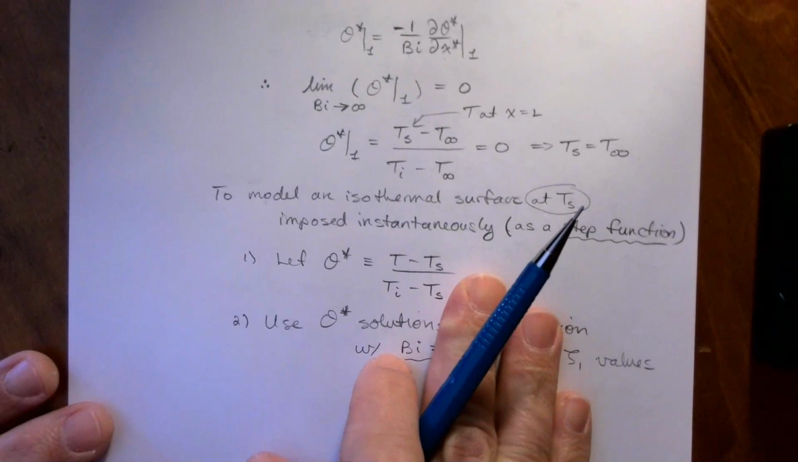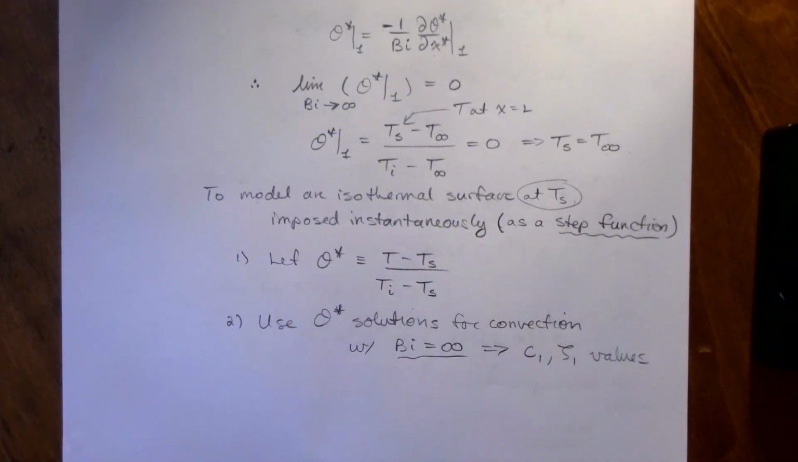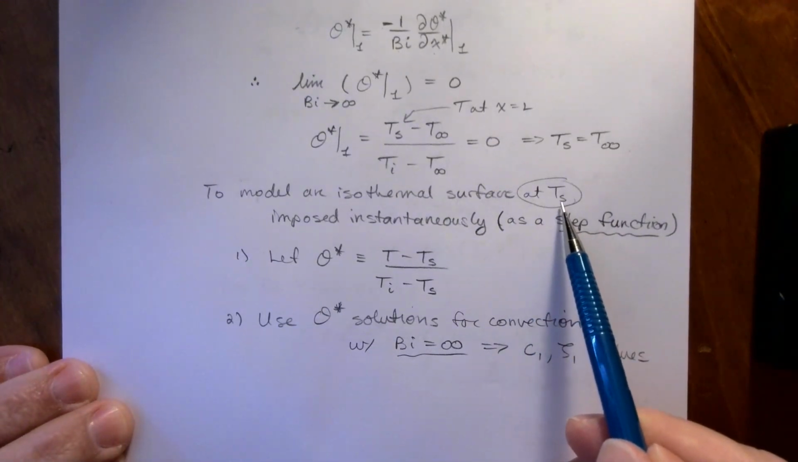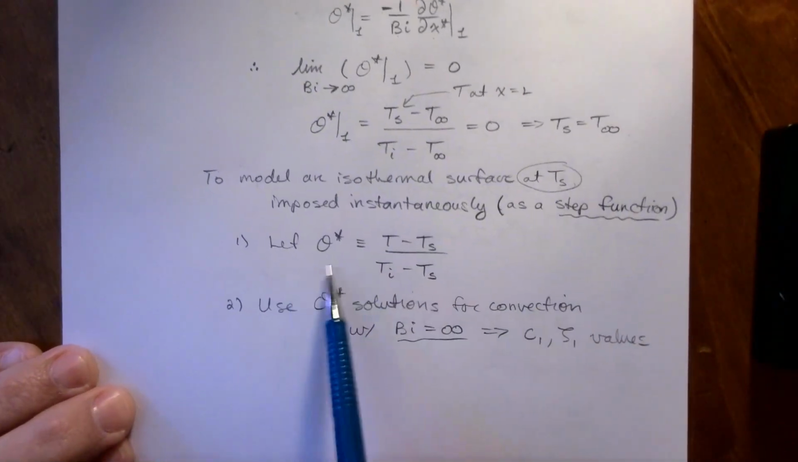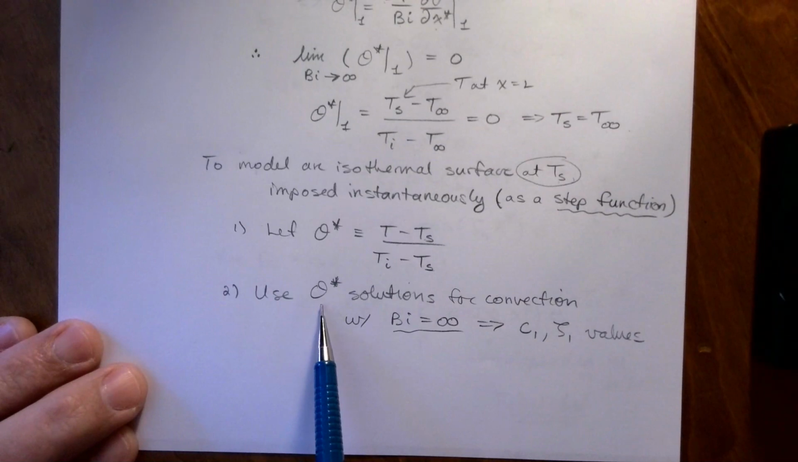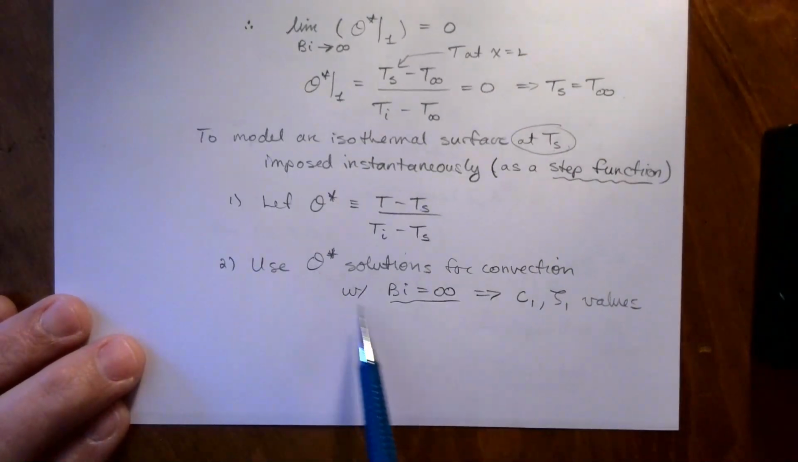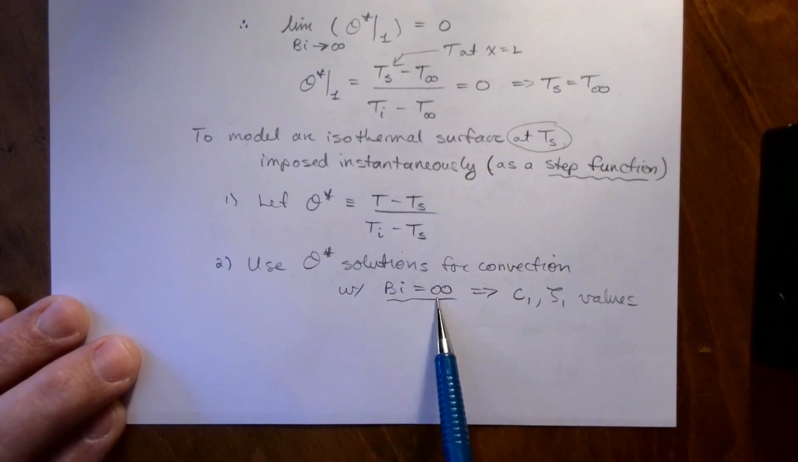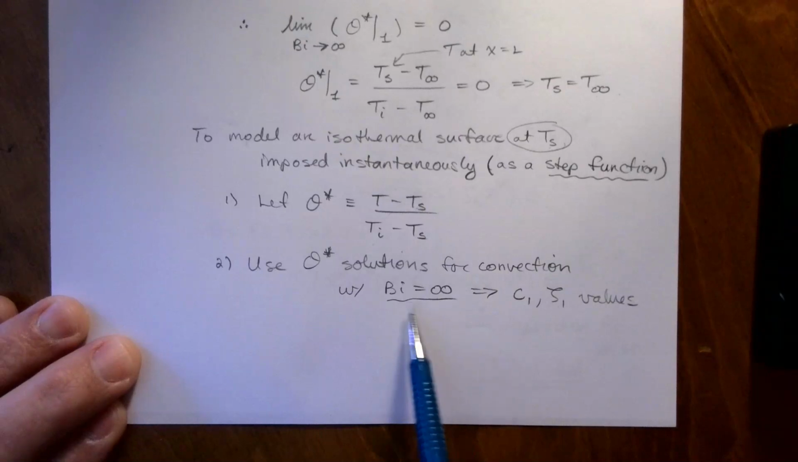So we have a nice convenient way to model a situation where we have an isothermal surface. If we're going to say the surface is instantaneously enforced to be Ts at time t equal to 0, like a step function, all we then need to do is let theta star be redefined as T minus Ts over Ti minus Ts. We're just replacing T ambient with Ts, and then go get theta star solutions that we already have for convection, but get C1 and zeta 1 values that correspond to a Bi number equal to infinity. And that is provided for you on the charts.